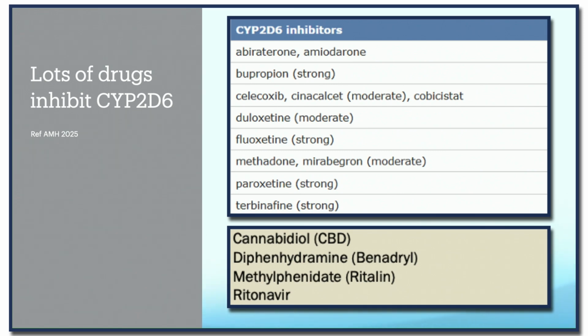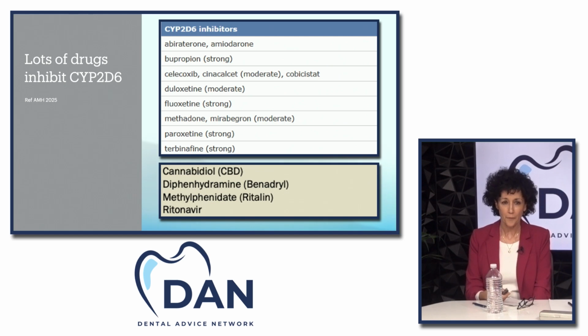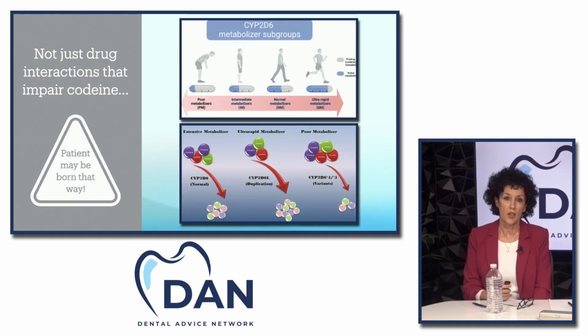Even things like cannabidiol, which is CBD, you may know it as one of the ingredients in medicinal cannabis. Diphenhydramine. Diphenhydramine is an antihistamine. It's in Benadryl, the well-known cough mixture in Australia. In the US, it's used for every blooming thing you can think of, very popular antihistamine. But it also blocks CYP2D6. And Ritalin, very commonly used for treatment of ADHD. So there are lots of drugs out there that can stuff up codeine.